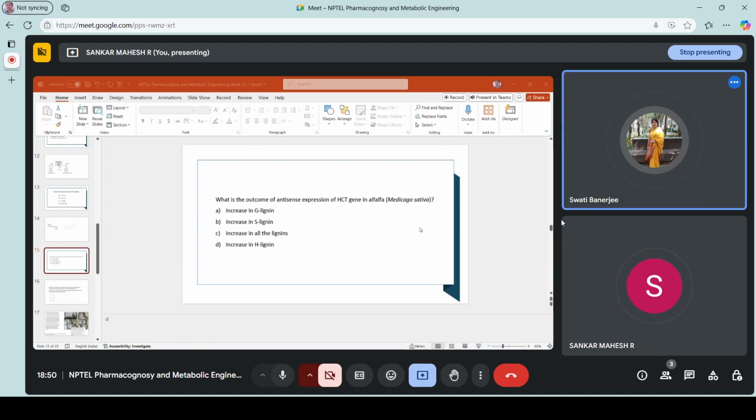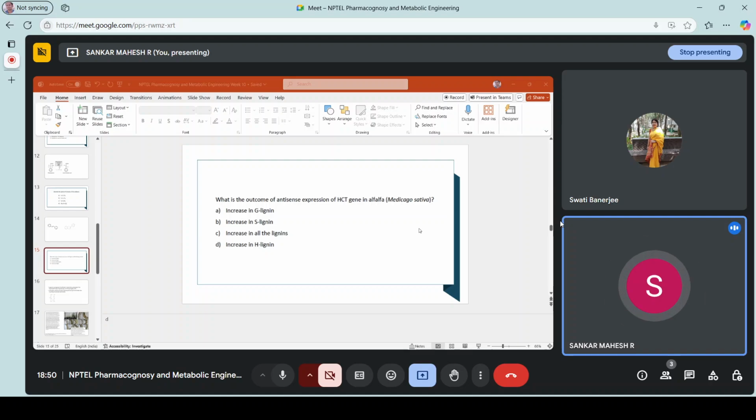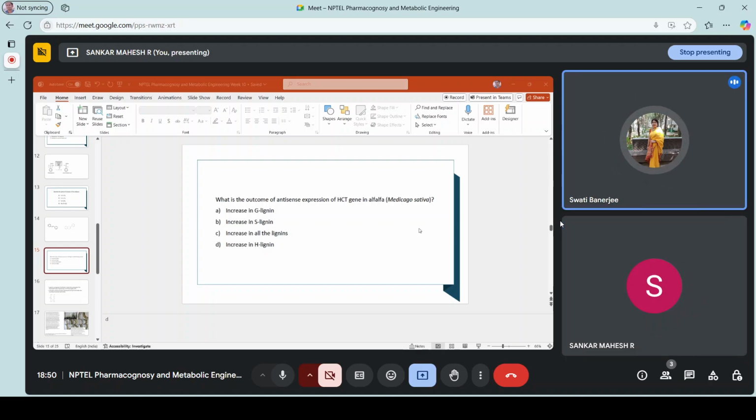Yeah. For this one, is it increase in H lignin? Yeah, we'll come to that, but before that, do you know the difference between G lignin, S lignin, and H lignin? No, I forgot. Please explain.